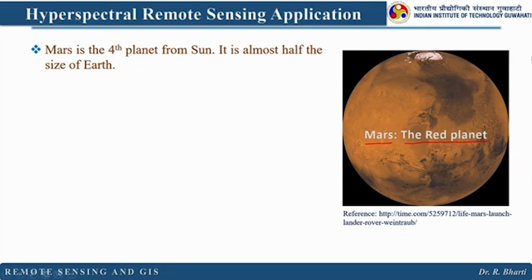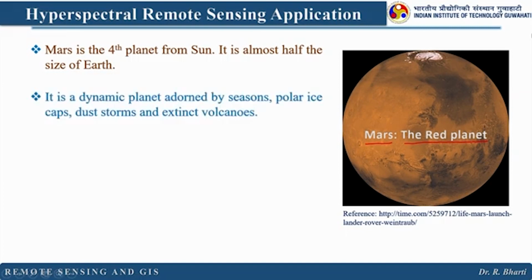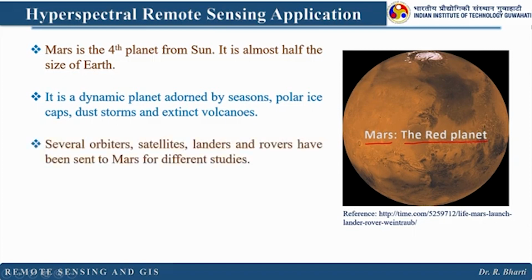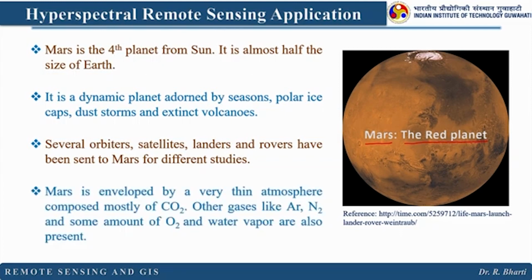Mars is the fourth planet from the Sun. It is almost half the size of Earth. It is a dynamic planet adorned by seasons, polar ice caps, dust storms and extinct volcanoes. Several orbiters, satellites, landers and rovers have been sent to study the Martian surface. Mars is enveloped by a very thin atmosphere composed mostly of carbon dioxide and other gases like argon and nitrogen. Some amount of oxygen and water vapor are also present on Mars.